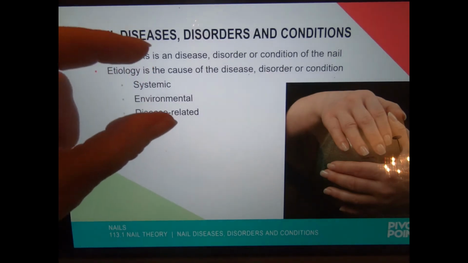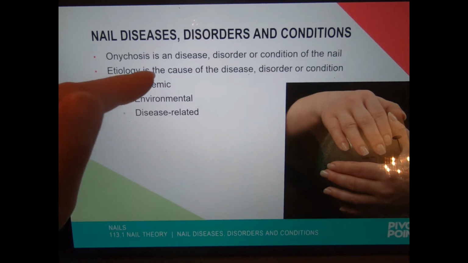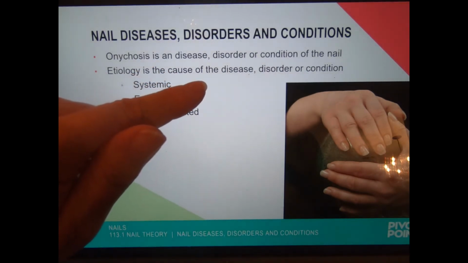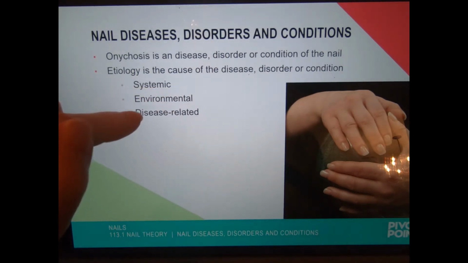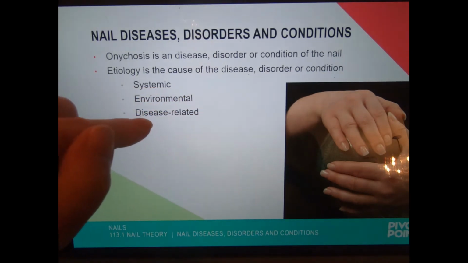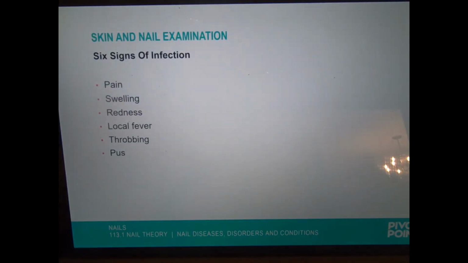There are only two that are short. All the rest of the words are very long. Etiology is the cause of what created this problem. Is it systemic through your whole body? Is it environmental? Or is it related to disease? We went over this before.